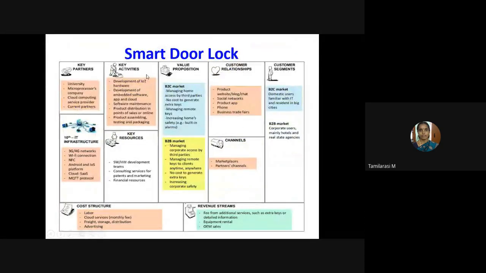So this is one example, and another is an example for a smart door lock project. Okay, so the project is smart door lock, and for that, the business model canvas. This is just a sample model.